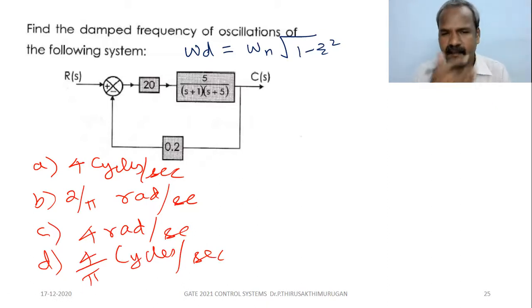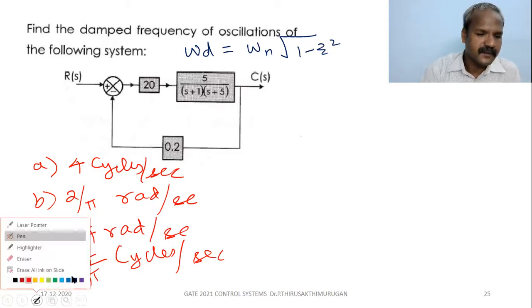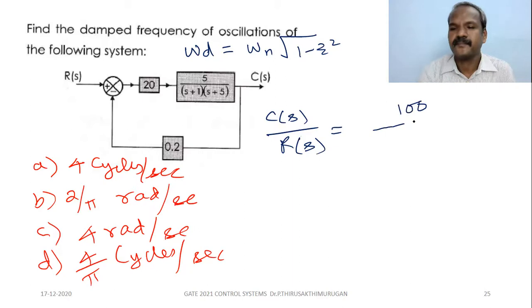First, find the transfer function. So what is the transfer function here? This is for 20 into 5, 50. So C of S by R of S, the forward path, you can directly and easily write like this. The numerator will be 100 divided by, okay, the denominator. What is the denominator? So this into this.